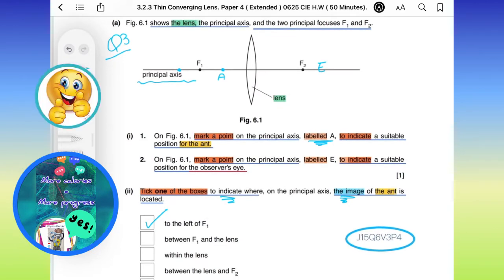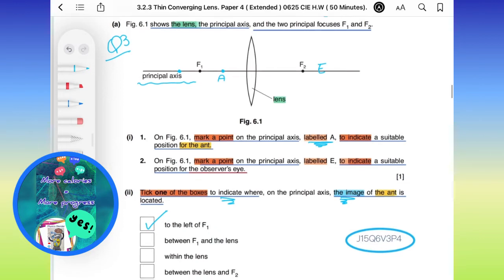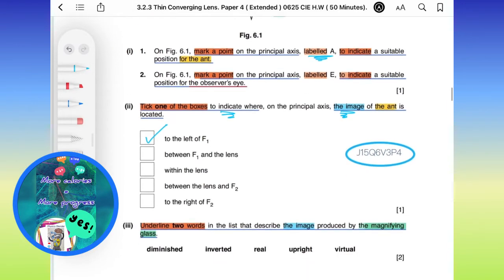If you check your mark scheme, you can find we have different answers, because some students locate the object at the right hand side of the lens. You got my point. But usually I locate the object at the left side. So to the left of F1.